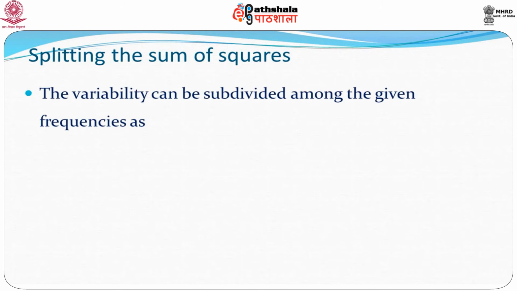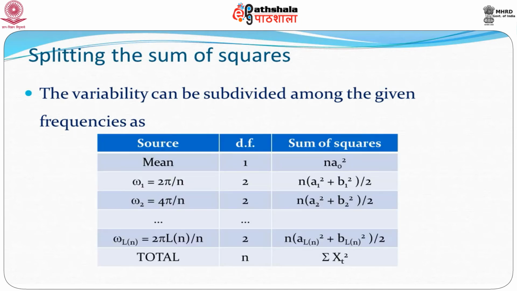Now, how does this help us? So, we saw that the total sum of squares can be written as the sum of the periodograms. And if we write this out in an ANOVA type of table, then we have the different sources. The mean with 1 degree of freedom has a sum of squares which is n times a_0 squared. So, x bar was a_0, and if you square this, the sum of squares is n a_0 squared.